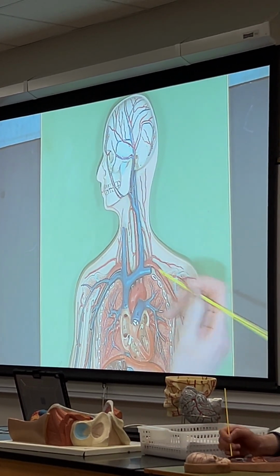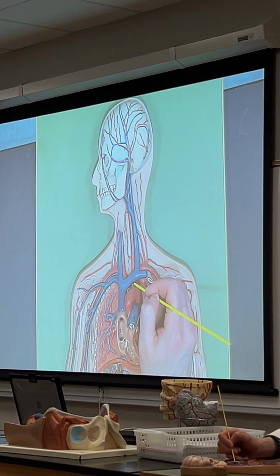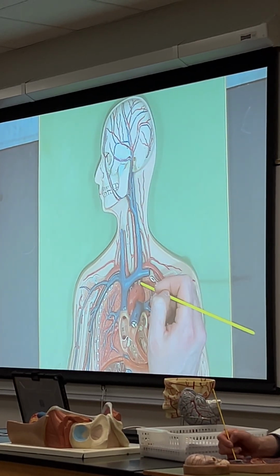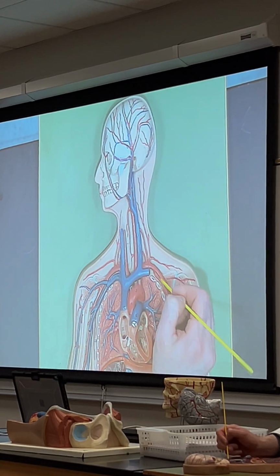Okay, and then that left side. And then this is all left common carotid artery, which comes directly off the aortic arch, exactly. Okay. And then here's, again, the beginning of the left subclavian artery, and here you can see how it continues.